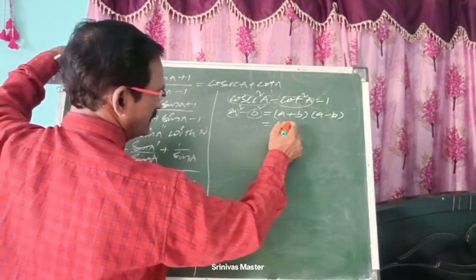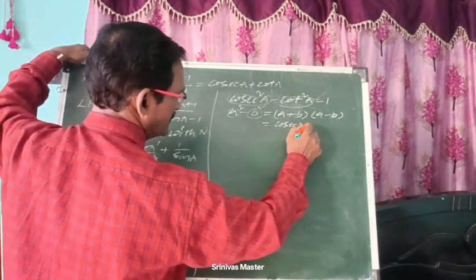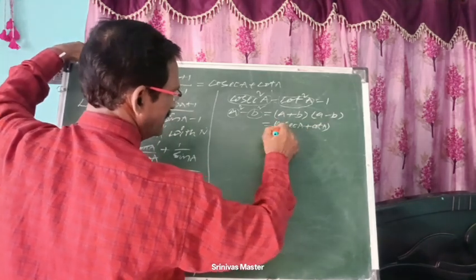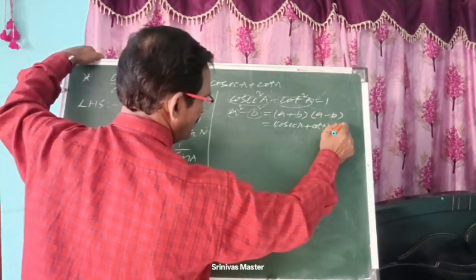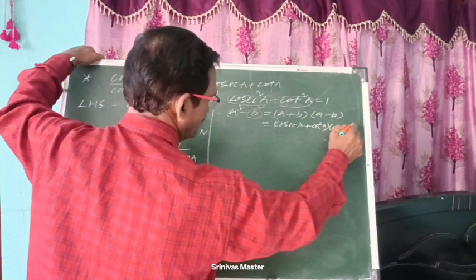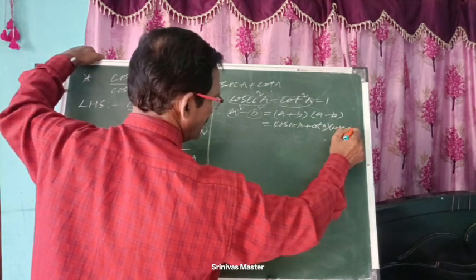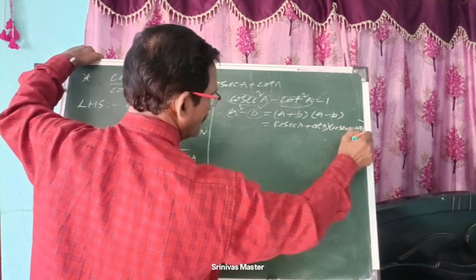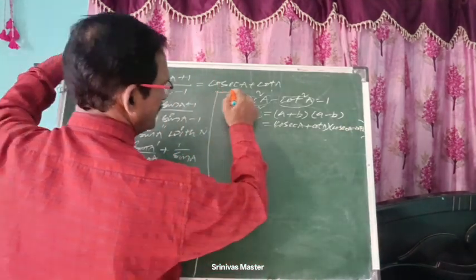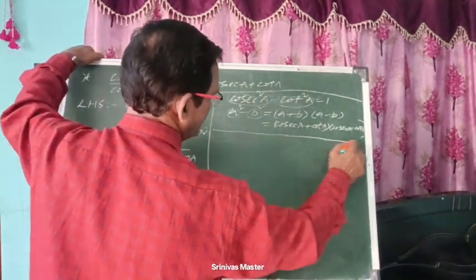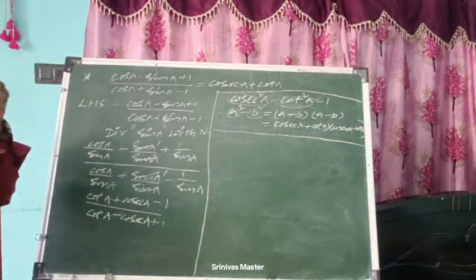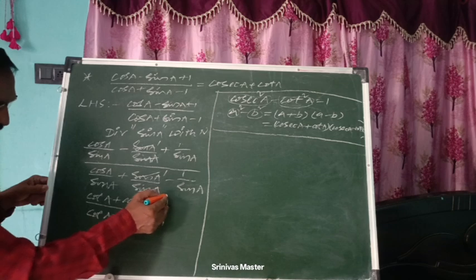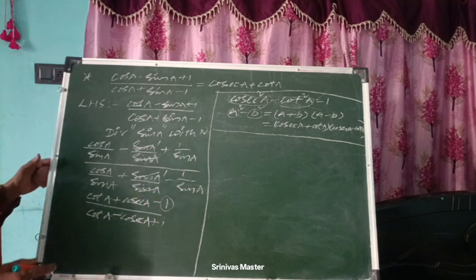So if you expand like this, A plus B into A minus B, that means cosec A plus cot A into cosec A minus cot A. Okay, so in these places you can write whatever is given in the denominator. So cosec A plus cot A into cosec A minus cot A in the place of which number? 1. So remaining as usual you can write.